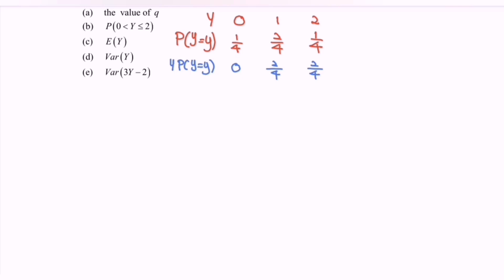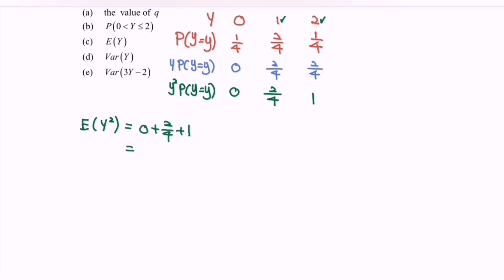Next is to find the variance for y. Before we find the variance for y, we need to find the y squared multiplied with the probability. So here we will have 0. Next, 1 squared multiplied with 2 over 4. 2 squared multiplied with 1 over 4, and we will have 1. So the sum of y squared is 0 plus 2 over 4 plus 1. So we will have the answer 3 over 2 for the expectation of y squared.